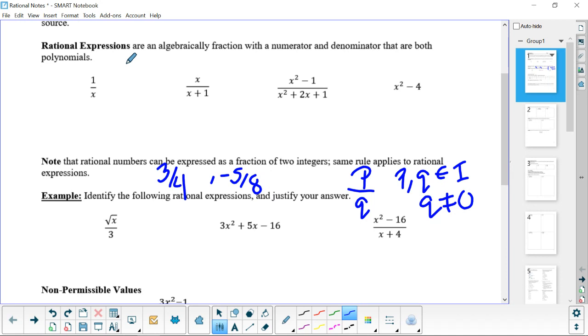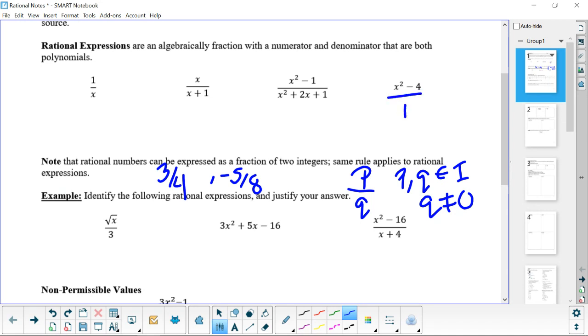Let's look at rational expressions now. Rational expressions are algebraic fractions with a numerator and denominator that are both polynomials. Let's look at a few examples. 1 by x is a rational expression because our numerator and denominator both are polynomials. Same thing, x divided by x plus 1 is a rational expression because it's a quotient of 2 polynomials. x squared minus 1 divided by x squared plus 2x plus 1 is also a rational expression. x squared minus 4 is a rational expression because I can write this over 1.